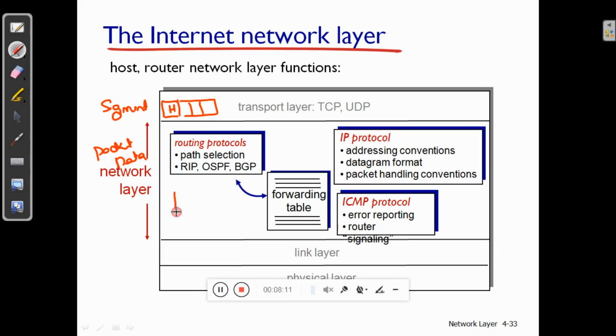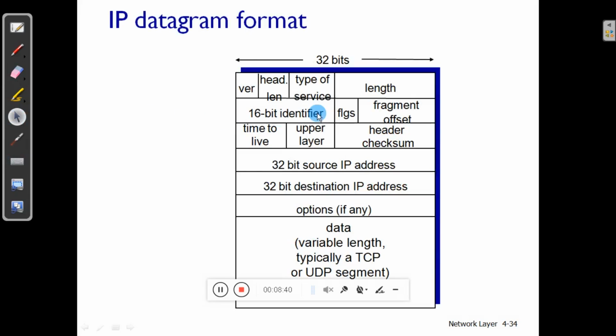That means whatever data is received from the upper layer, the network layer will add its header, and that is called a packet. So what is there in that header? That header is nothing but the IP header. What is there in that header? We are going to discuss that now. Here you see the IP datagram format.